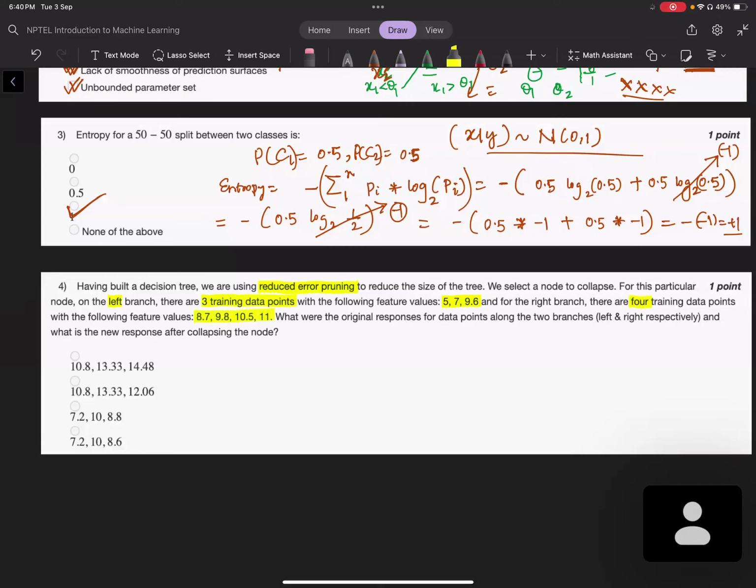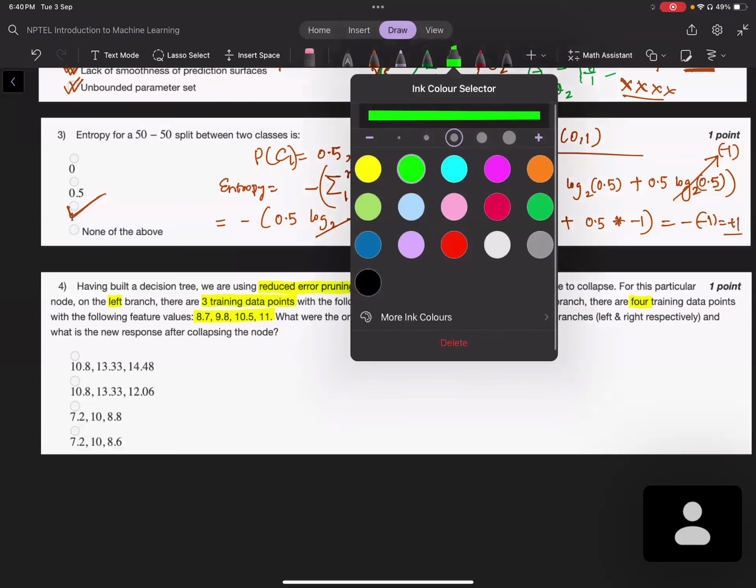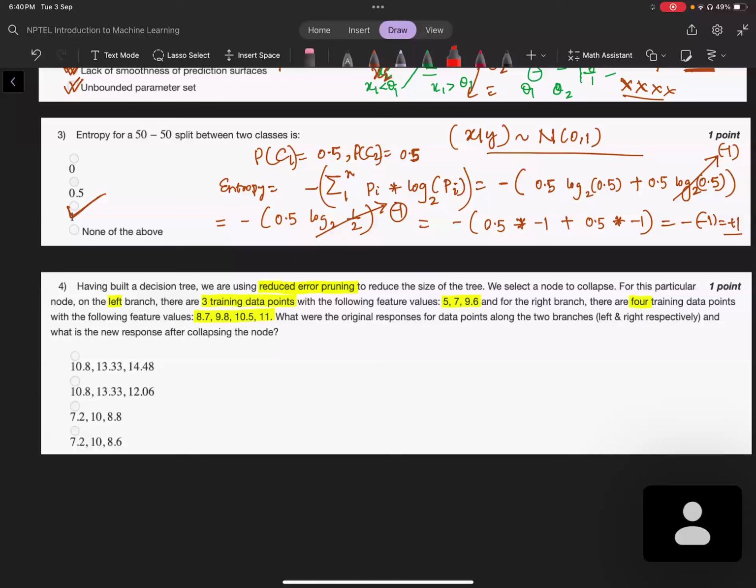What were the original responses for the data points along the two branches, left and right respectively? And what is the new response after collapsing the node? These are the questions.